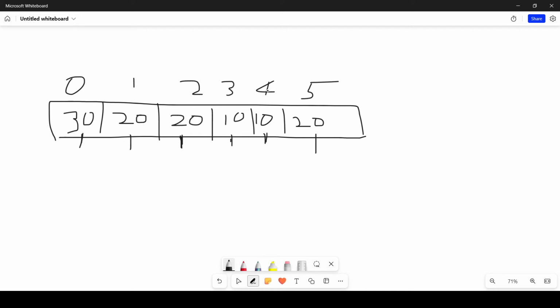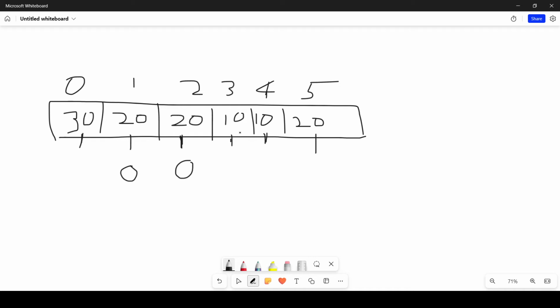Now, what is the best way we can find this? We can see that if we have a string of consecutive equal numbers, like this 20 and this 20, at index 1 and index 2, both will have the same previous unequal index, right? So both of these will have 0 as the closest element that is not equal to it.